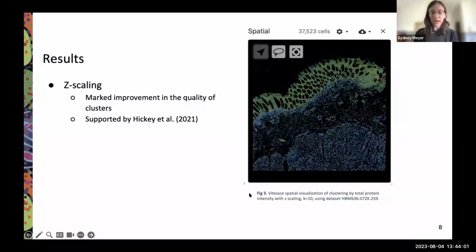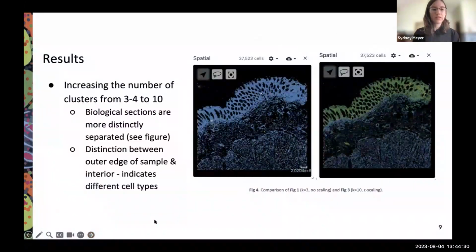And when we applied this and also increased the number of clusters, here we used 10, which may be too many or too few. We still need to refine that. But there is a marked improvement in the quality of the clusters. As you can see, the outer edge is being grouped together more as opposed to the interior of the sample, which is more what we would expect. And yes, increasing the number of clusters definitely also helps. You can see the difference in the distinction between the original versus where we are at around now.